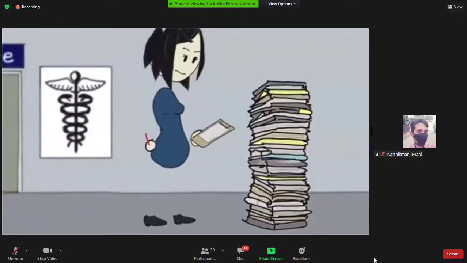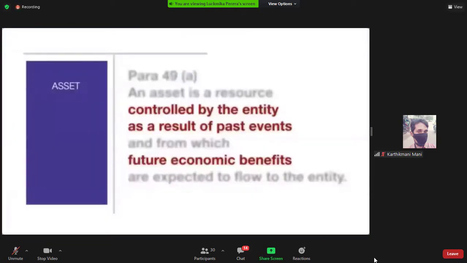So let's go back to the stack of old books and magazines at the back of the doctor's clinic. We definitely have control since they are, after all, our books.